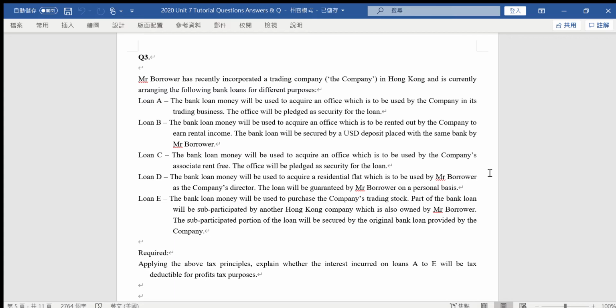Then loan C, and the bank loan will also be used to acquire an office which is being used by the company's associate rent-free, and the office will be pledged as security for the loan.